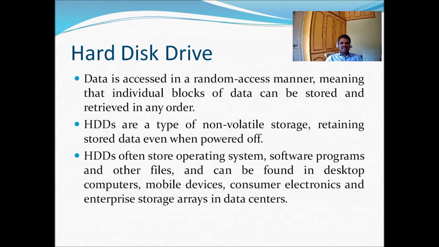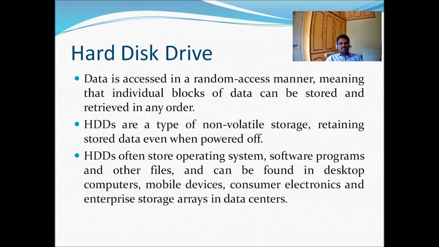Data is accessed in a random access manner, meaning that individual blocks of data can be stored and retrieved in any order. Random access means we can retrieve the data in any manner and any order. Whereas in sequential order, the best example is magnetic tape, also a mass storage device, where we store and retrieve the data in a sequential manner. Whereas in a hard disk, we store and retrieve the data in a random manner.